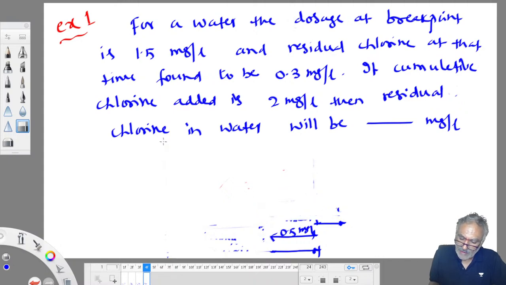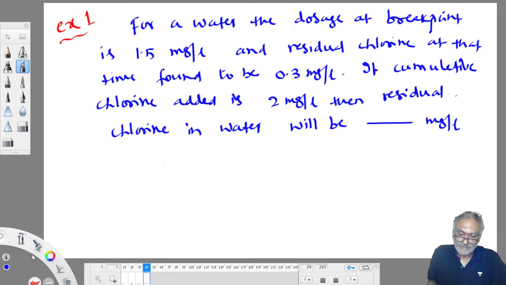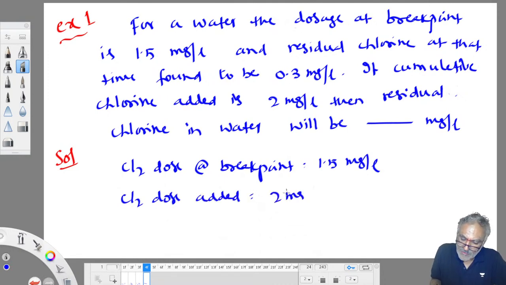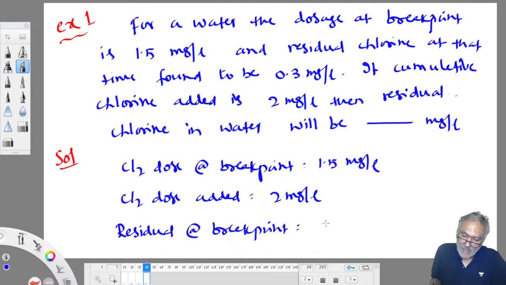Either using the curve you can solve, or otherwise using your intuition and understanding you can solve. By understanding the concept also, you can comfortably work out this numerical. Okay? Let us see now. So the chlorine dose at break point is given as 1.5 milligram per liter. The actual chlorine dose added is the cumulative chlorine, 2 milligram per liter. The residual at break point is 0.3 milligram per liter. Then you have been asked to find total chlorine residual.